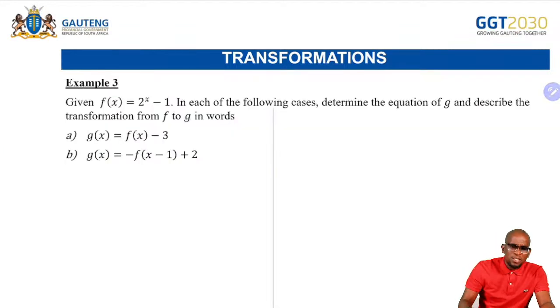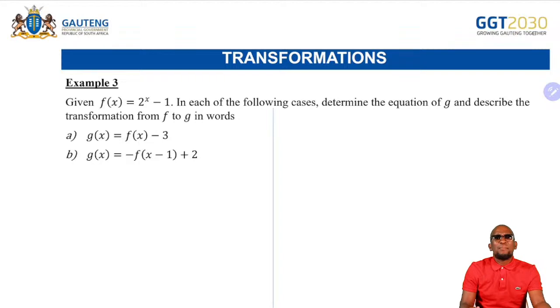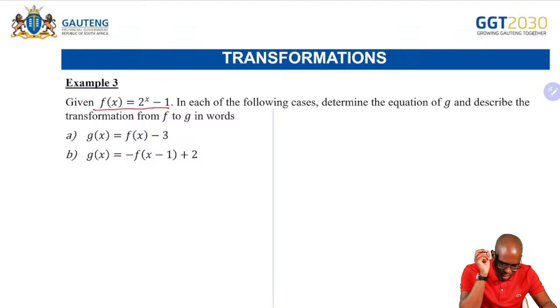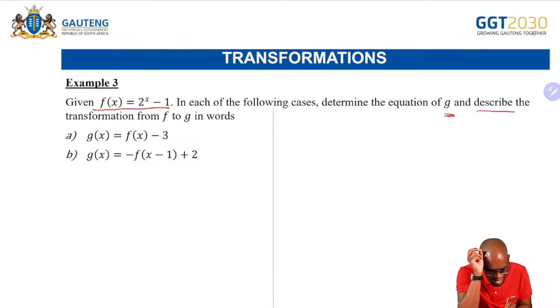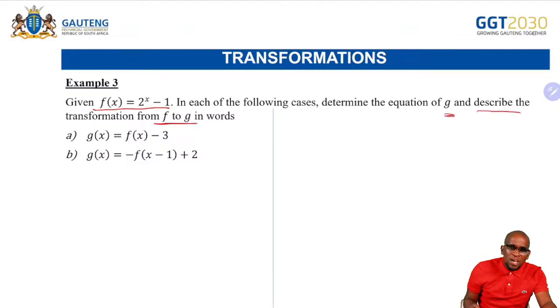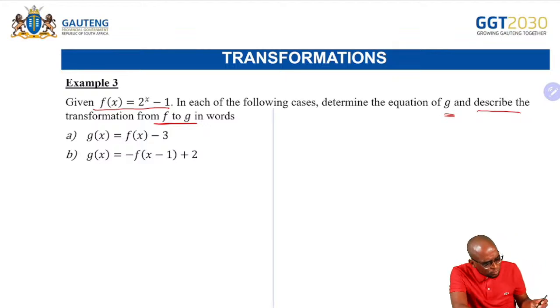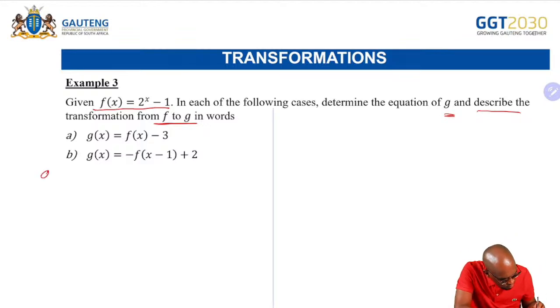So let us look at these transformations. Let us try applying them to problem solving. Given the function f of x equals 2 exponent x minus 1, in each of the following cases, determine the equation of g. That is the first thing. Remember, you are given f. Determine the equation of a new function g and describe the transformation from f to g. You then need to describe what you did to f to get to g. So let's look at the first one.